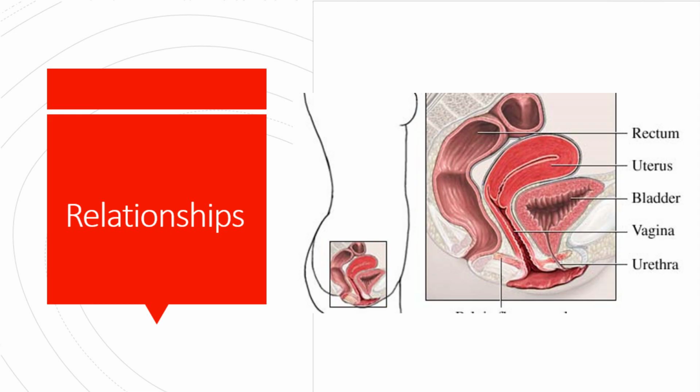The vagina is positioned between the urethra anteriorly and the rectum posteriorly. It extends from the cervix to the vaginal opening. The rectum is separated from the vagina by the rectovaginal fascia. The uterus is situated superior to the vagina, with the cervix forming the lower portion that connects to the vagina.